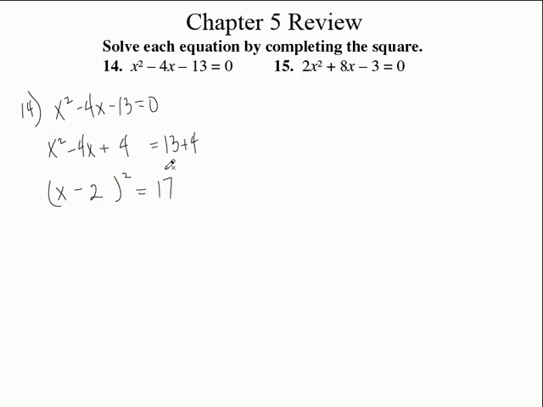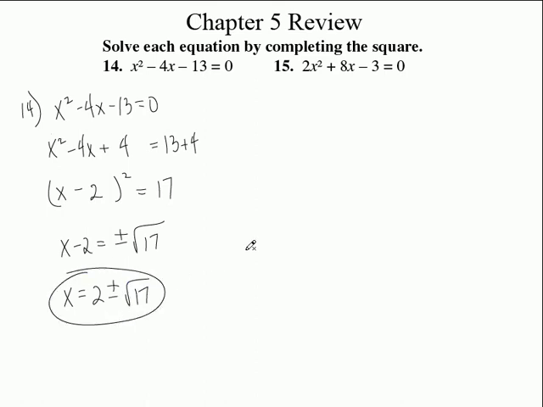Let's get rid of the square by taking the square root. So we take the square root of both sides, just like we did on that last problem. We put a plus or minus in front of it. 17 added to 2. You could have probably just done that in one step, but I split it up into two, and that's it.